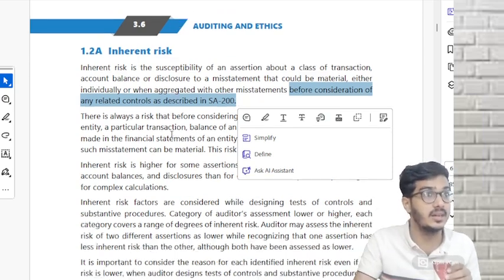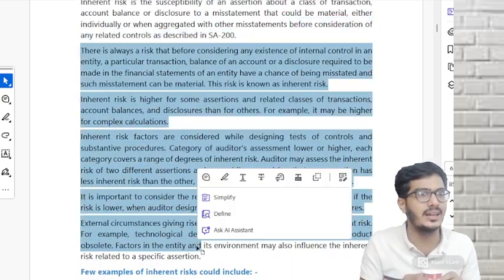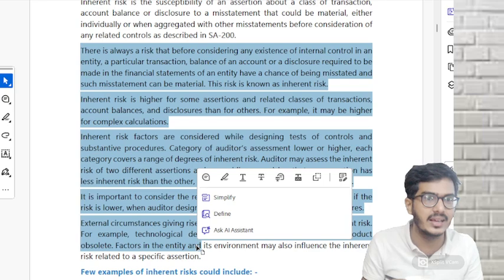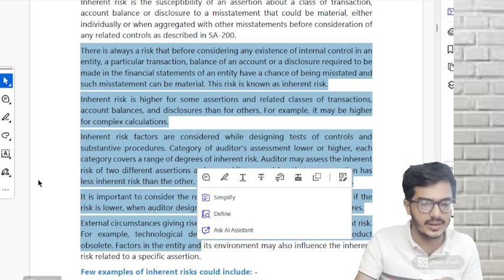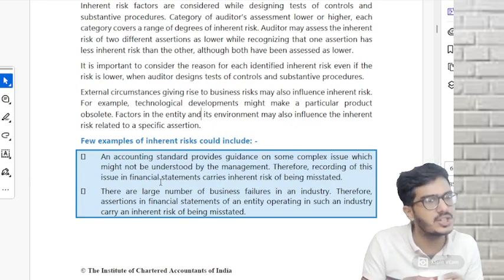We started with chapter 3. Then the rest is RMM only. They have told that inherent risk is different for different items. The auditor will categorize those items into different categories. Understood? Then they have given a few examples also about it. No need to read it. There is a small chance that they might ask, but okay. If you're able to read it, read it.